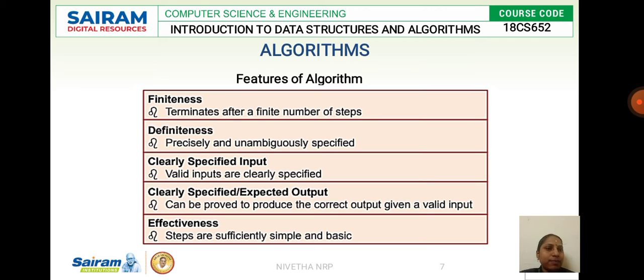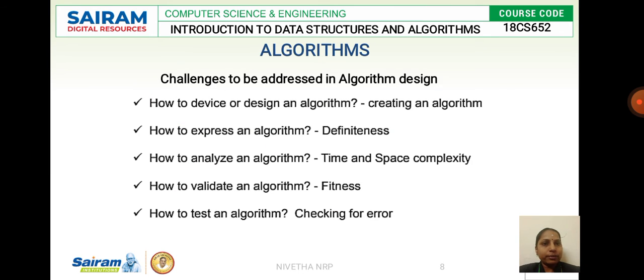the effectiveness. So we have many logics to implement in an algorithm for the same problem statement, and we are supposed to choose the best among them, and we have to implement that. Okay, these are all the features we have in the algorithm.